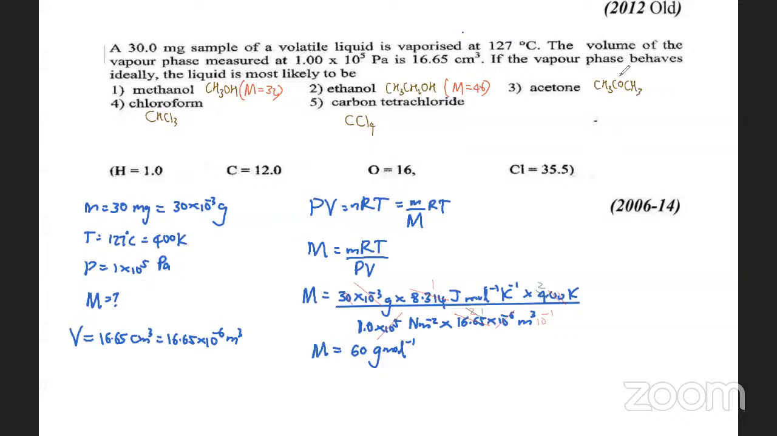And here, 3 carbon atoms, an oxygen atom, and 6 hydrogen atoms. 36 plus 16 is 52, plus 6 is 58. I'm getting 58. Yes, 58.